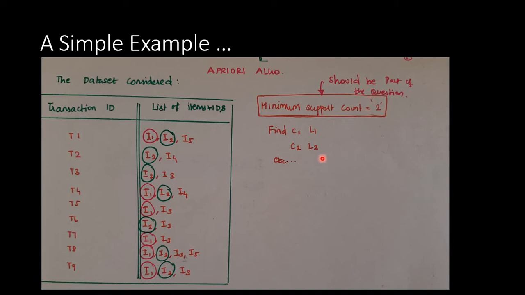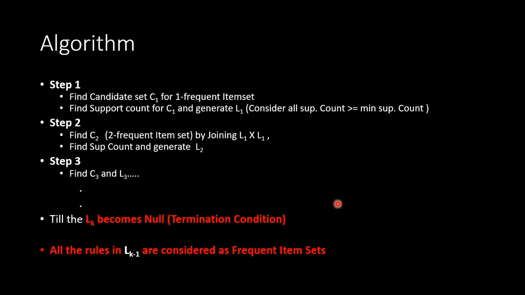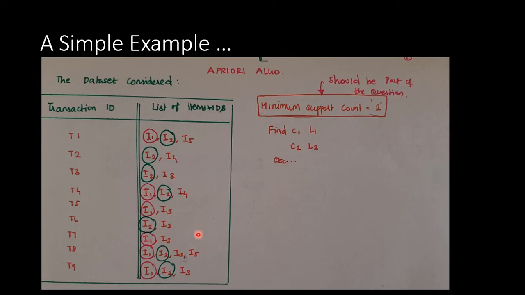We need to now find out C1 L1, C2 L2, C3 L3, and we need to go on until such time we meet this condition, Lk becoming null. And then we will go ahead with Lk minus 1, and that's it. We have found out the frequent item sets. So, we are going to identify the frequent item sets for the considered data set with a minimum support count of 2. That's all.